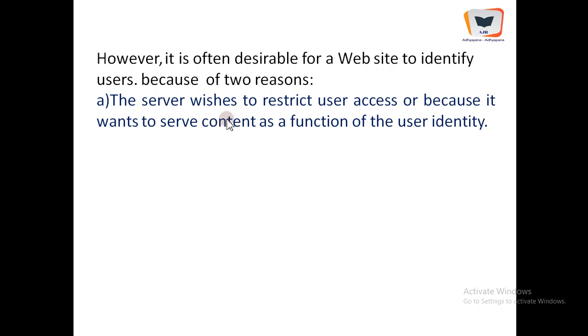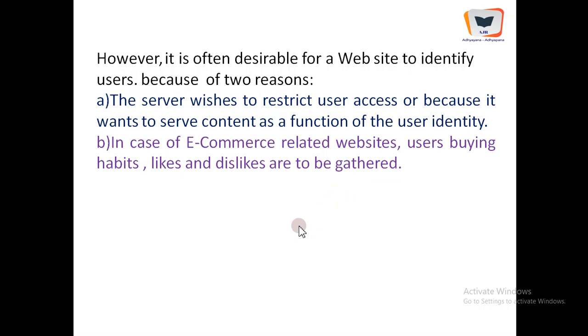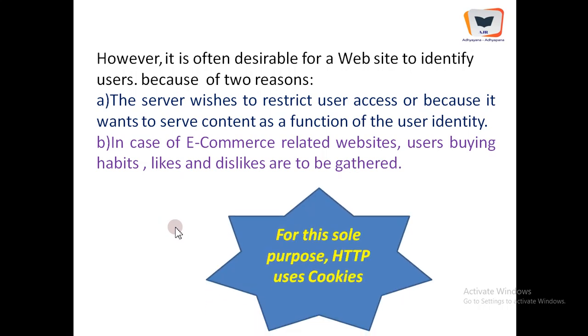The first reason could be that the server wishes to restrict user access, or because it wants to serve content to a user as a function of the user's identity. In the case of e-commerce websites, particularly like Amazon or eBay, the users' buying habits, likes and dislikes are to be gathered by the websites. Therefore, for this sole purpose, HTTP uses cookies. That means cookies will establish indirectly the server and user interaction.